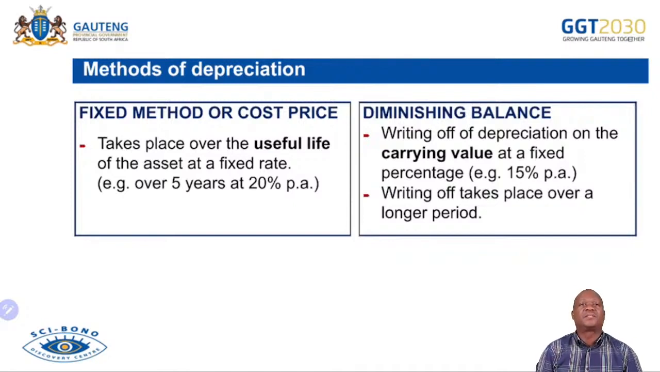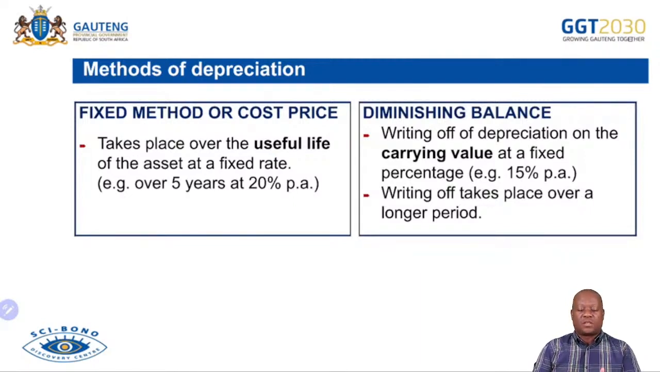But now we can also use the diminishing balance method. Now, this is the method where we write off depreciation on the carrying value of the fixed asset. So we have got a certain rate that we are going to take from the carrying value. Remember, what is the carrying value? The remaining value of the asset. Cost minus accumulated depreciation. Cost minus total value that have been lost. So the carrying value is always going down.